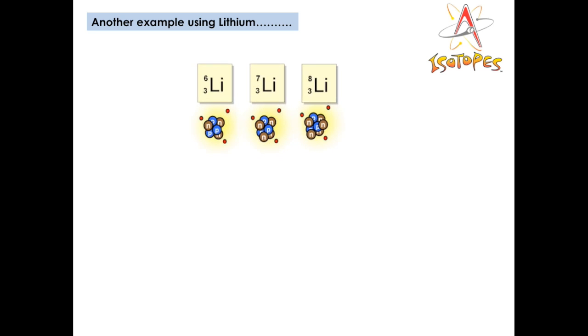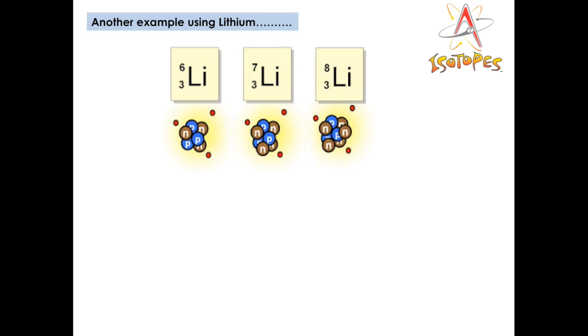Another example using lithium. In here we can see lithium, that is the third in the periodic table. As a result, we can see the 3 at the bottom in each one of them. And the number of neutrons is the one that varies. In the first one, it has 3, so that gives us a 6 as the mass number. And the next one is 4, that's why it gave us 7. And the last one has 5 neutrons, making up a mass number of 8.